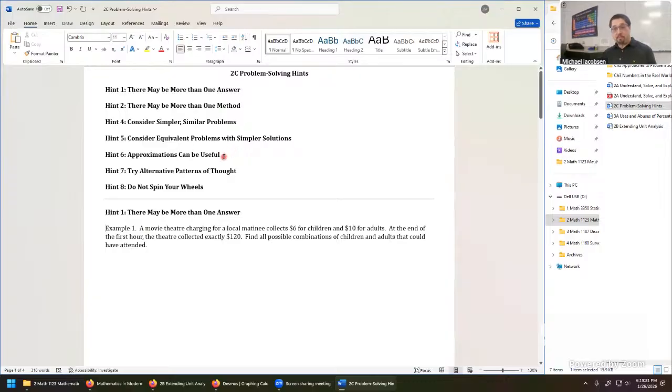Hint 6 talks about approximations can be useful. Hint 7 is kind of an interesting statement. Try alternative patterns of thought. So we'll see which problem that might come in. And this is more just general advice. Do not spin your wheels.